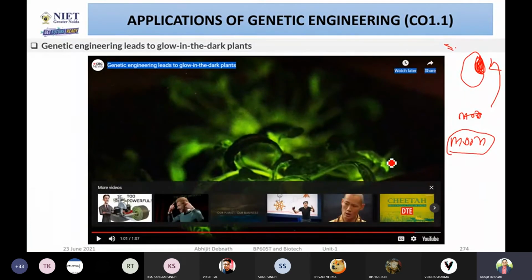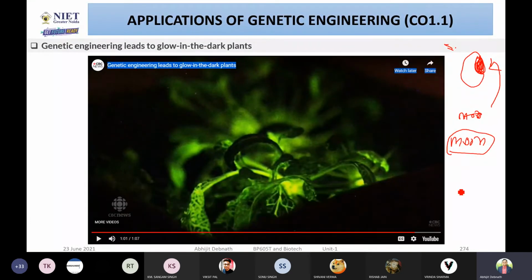So this is the plant. Let me tell you how they actually did it. They made some changes at the genetic level of that particular plant. But yes, this is not very useful.